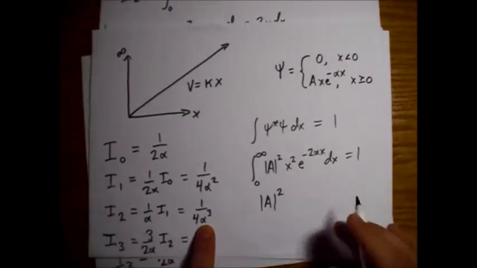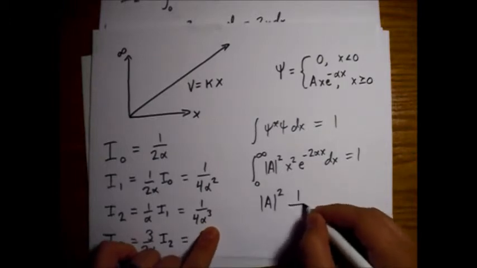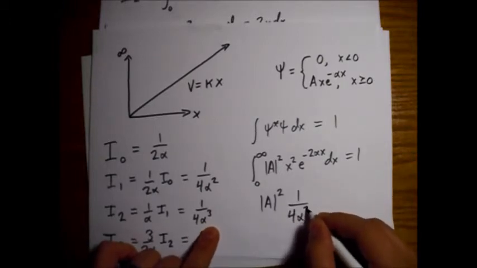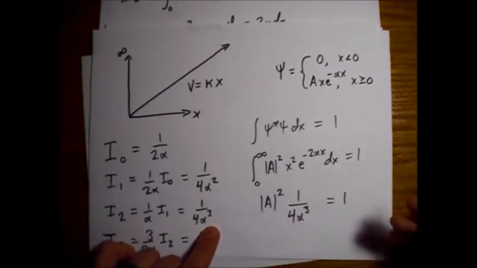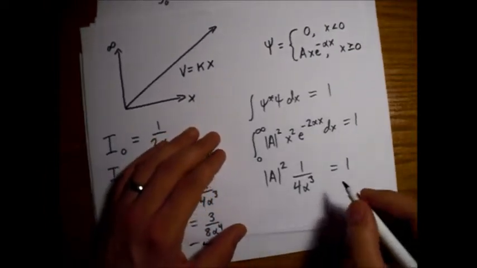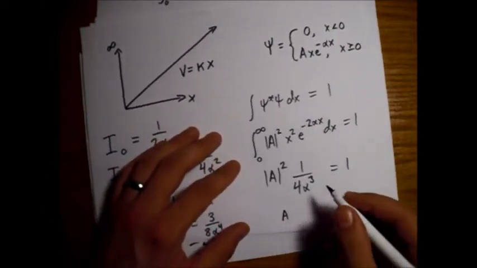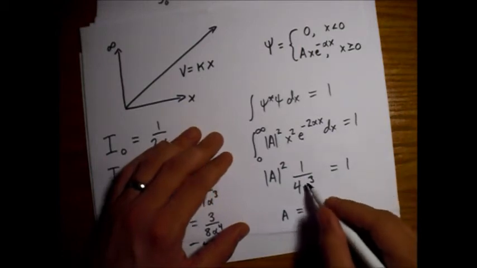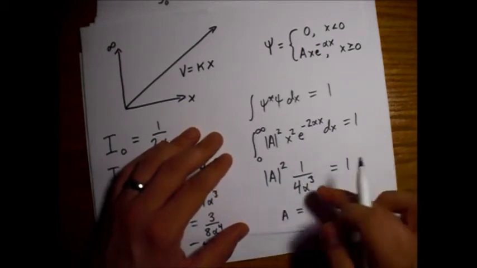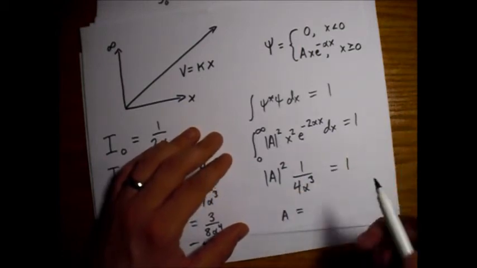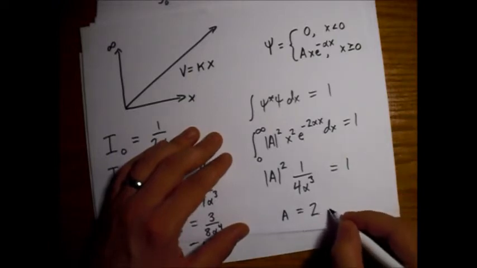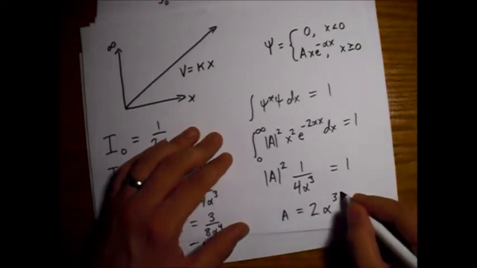So we just come here, look it up. We've already done it. 1 over 4 alpha cubed equals 1. So this tells us that A is equal to, when we bring this up here, we get 4 alpha cubed, and then take the square root, we get 2 alpha to the 3 halves.